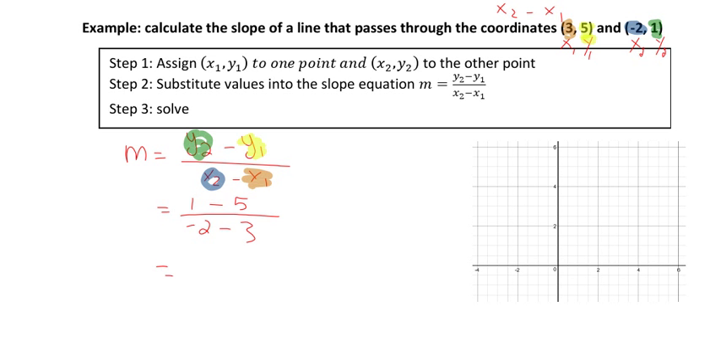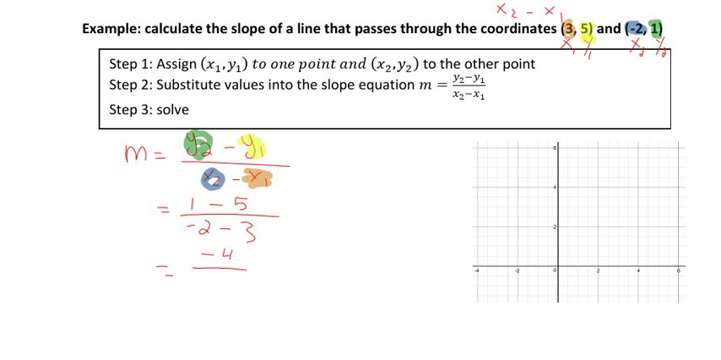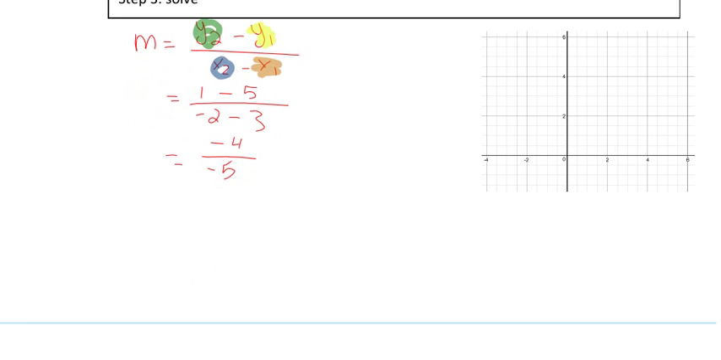Okay. Now, what's 1 minus 5? Negative 4. And what's negative 2 minus 3? Negative 5. Can I reduce this? No, I can't. But can I simplify anything? Can I just get rid of something? The minus. You have two negatives on top of each other. They cancel each other, right? Because negative over negative, they cancel. So that's going to be 4 over 5.